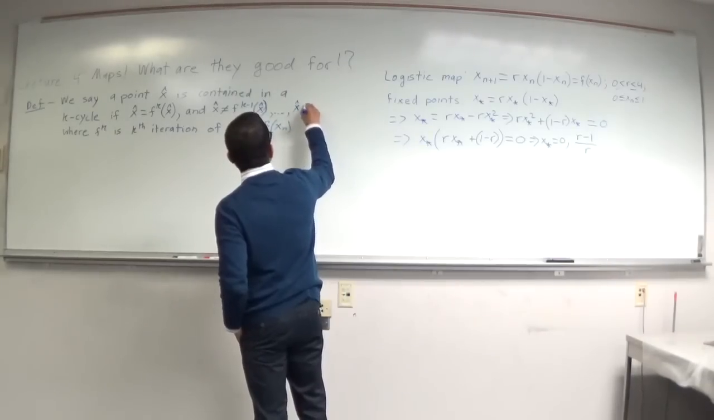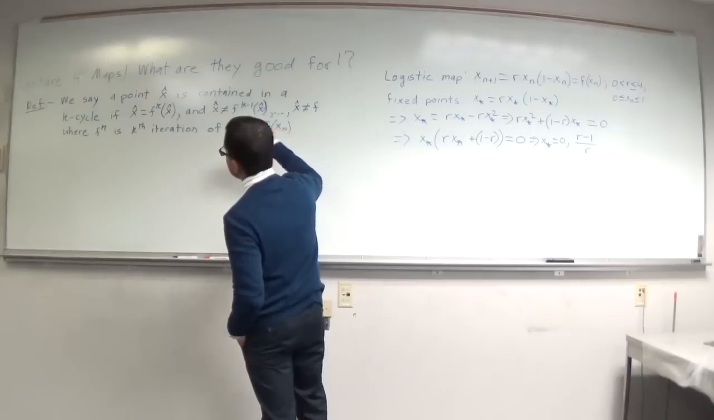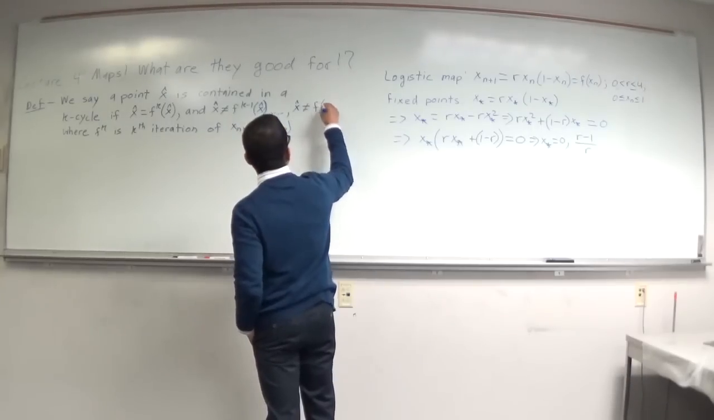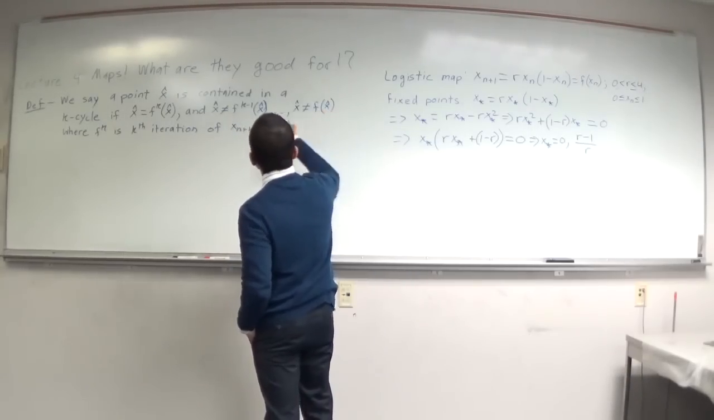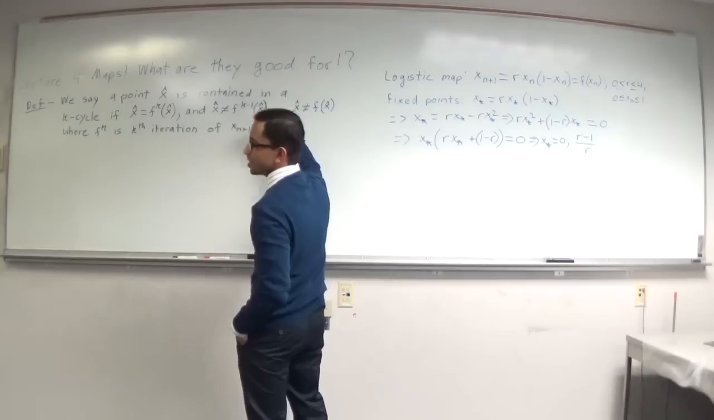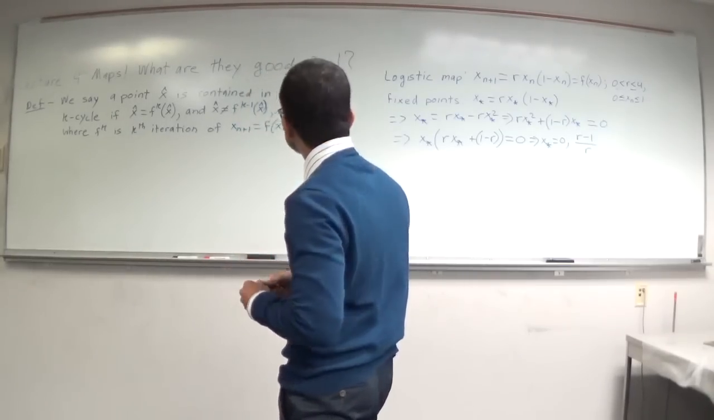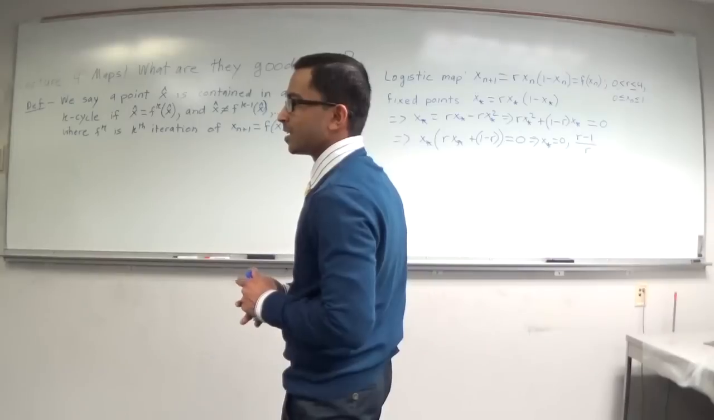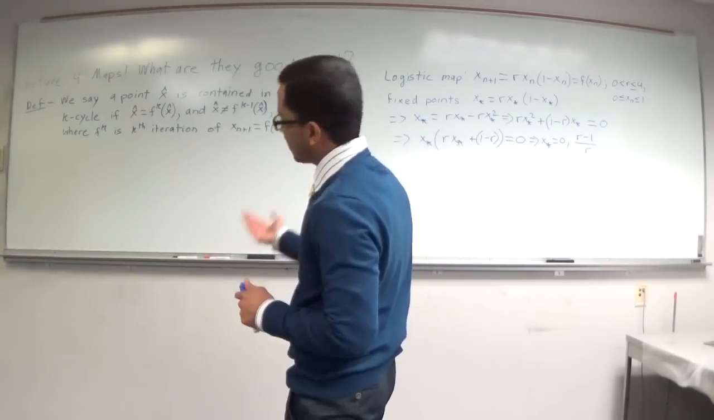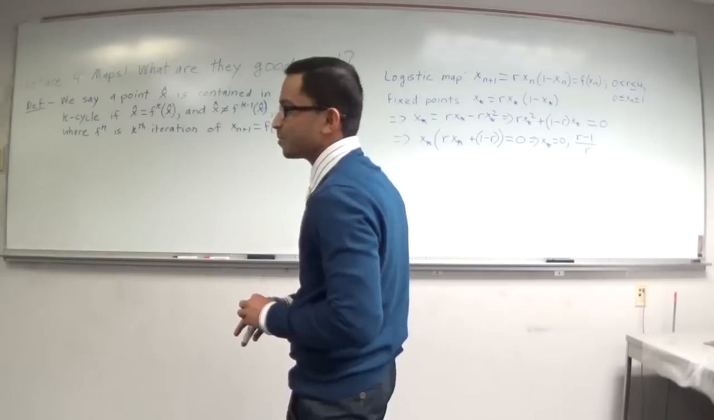x hat is not in f of x hat. So that will consider every single case. Or you could say x hat is not equal to f^p of x hat for any p less than k. Right. Yeah, that works too. Same thing.